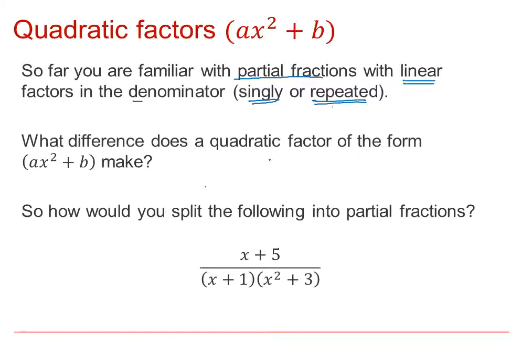But what difference does it make if we have a quadratic factor in the denominator of the form ax² + b, for example? So how would we split the following into its partial fractions? Here we have (x + 5) over (x + 1), but we have a quadratic x² + 3 to deal with. So the question is, what would the partial fractions look like?